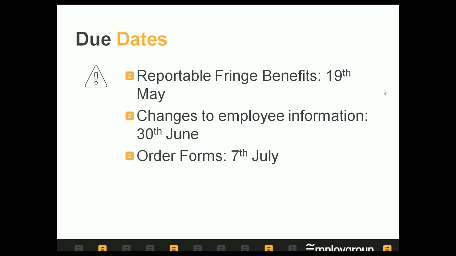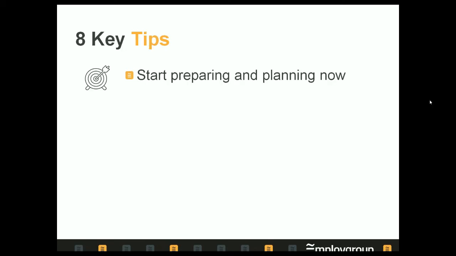Any changes to employee information, that would include changes to tax details, employees' names, addresses, etc., this information should be submitted to us by the 30th of June for updating. Order forms should be submitted to us along with the signed off employer and employee details forms by the 7th of July. And for those of you that would be interested in ordering a year-end CD or USB, these order forms should be submitted by the 14th of July.